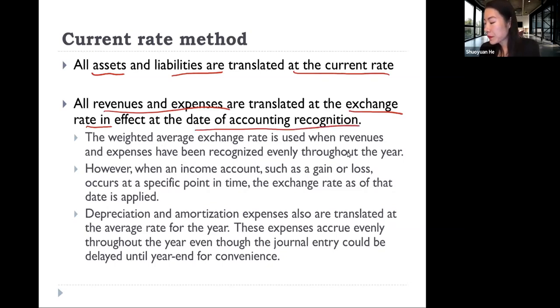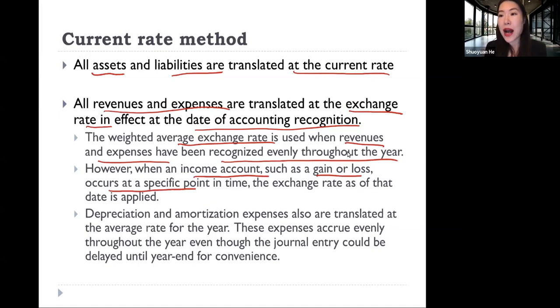The reason we use the average rate for revenues and expenses is that we're making an assumption here: revenues and expenses have been recognized evenly throughout the year, so we use the weighted average exchange rate. However, if an income account such as a gain or loss occurs at a specific point in time, and you can identify that point in time, then the exchange rate as of that date is applied. So we use the historic rate at that time.